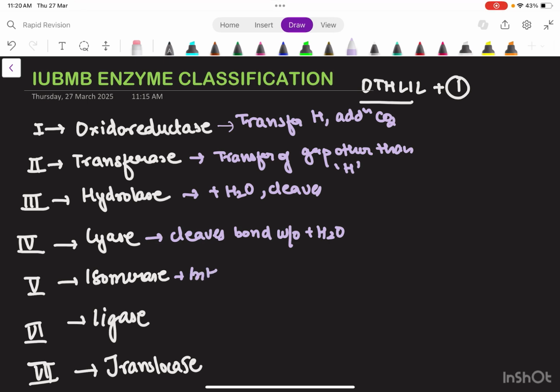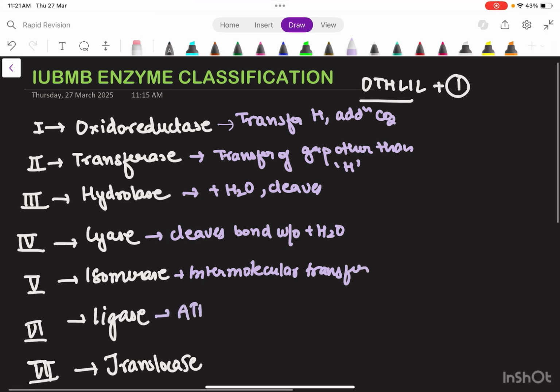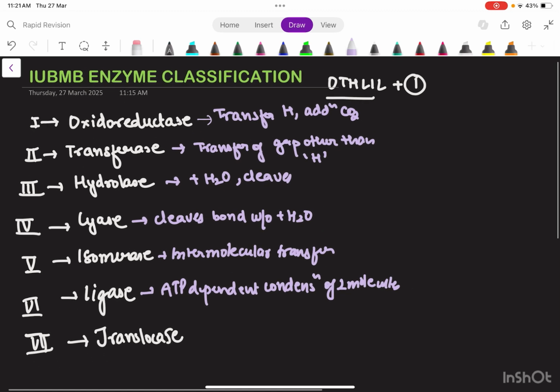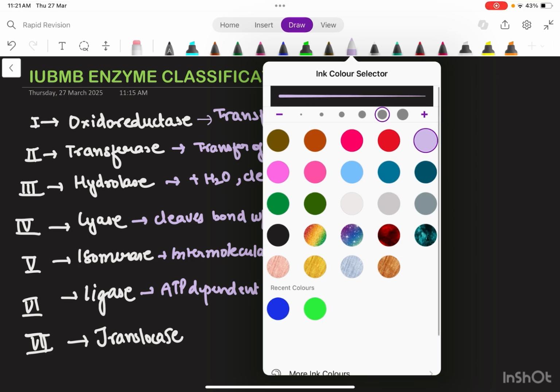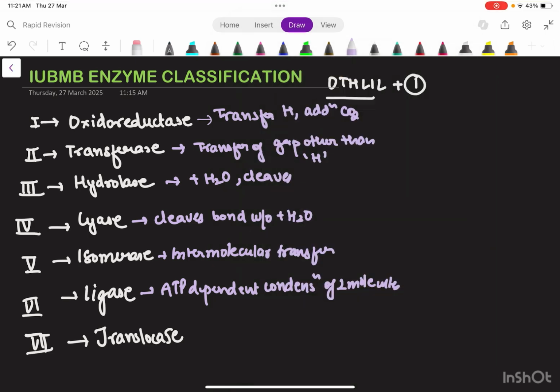Isomerase is intramolecular transfer. Ligase is the ATP dependent condensation of two molecules. Okay, now let's just understand the examples. Like, you need to know the examples. You'll be asked mostly examples only.